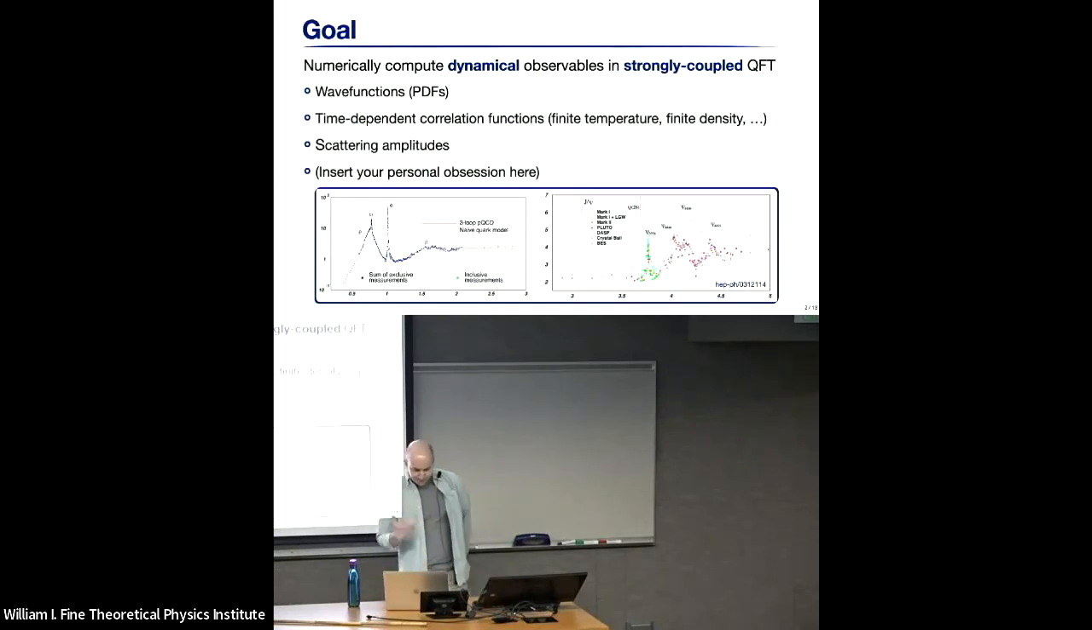To be maximally ambitious, the long-term overarching goal that we have is to develop a general framework that we can use to compute dynamical observables. We really want to study real-time physics, so everything here is formulated directly in Lorentzian signature. And we want to be able to apply this method to general, strongly coupled QFTs, where you name a theory and you name an observable, and we figure out how to compute it.